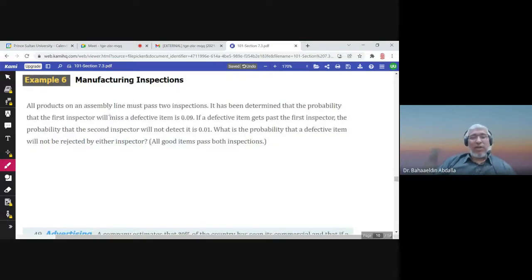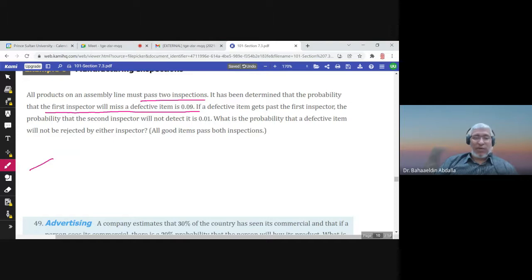All products on an assembly line must pass two inspections. It has been determined that the probability that the first inspector will miss a defective item is 0.09. If we draw a tree diagram, this is the first inspector, with the probability of missing a defective and not missing a defective. So the probability of missing a defective from the first inspector is 0.09. Not missing would be 0.91, because it is 1 minus 0.09. Okay, this is the first inspector.